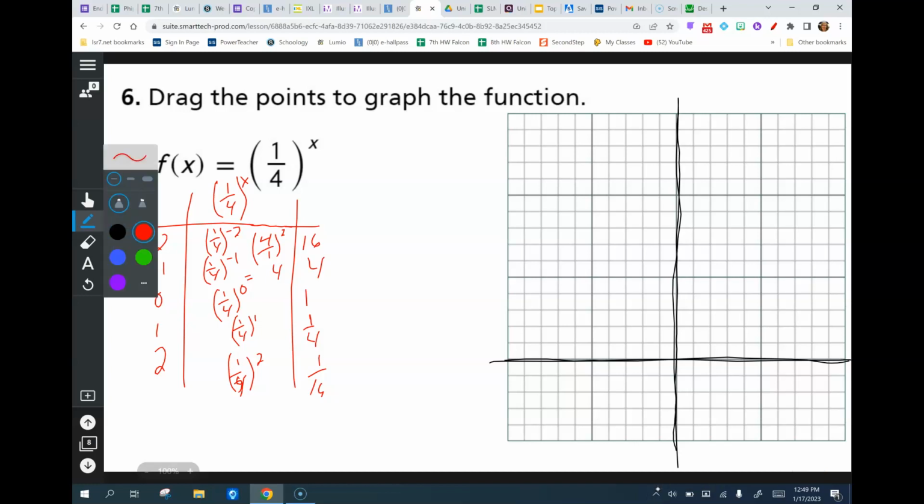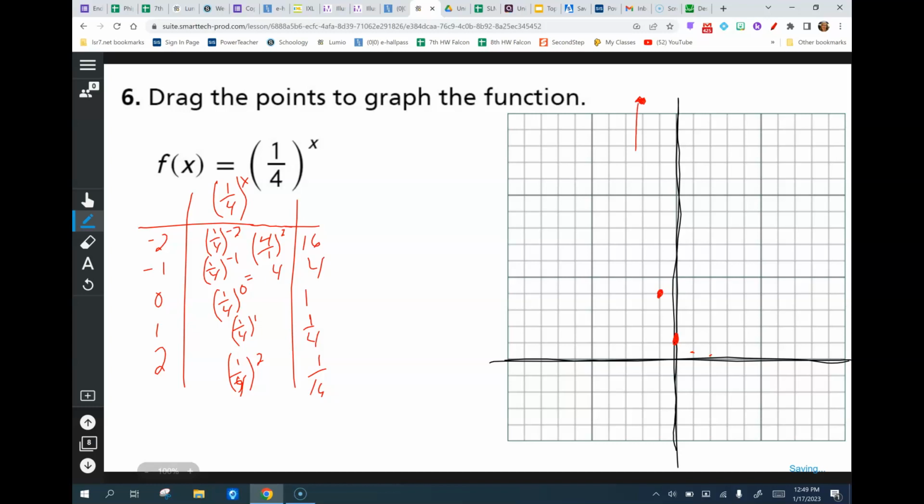So we have -2 and 16. So 1, 2, 3, 4, 5, 6, 7, 8, 9, 10, 11, 12, 13, 14, 15. Almost made it. So we're going to just put a point out there. -1 and 4. Look how quickly this drops. Okay, and then here it is again. 0 and 1 is always going to be a point. Okay, and then we have 1 and 1/4. And then we have 2 and 1/16, barely even above the line.